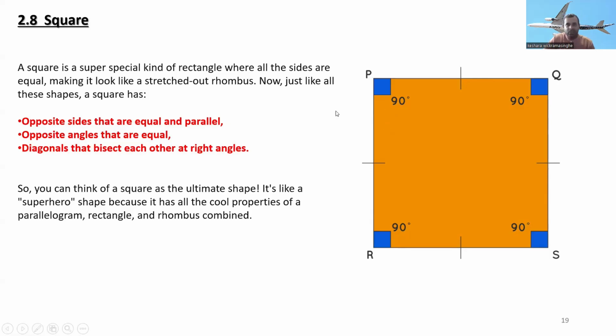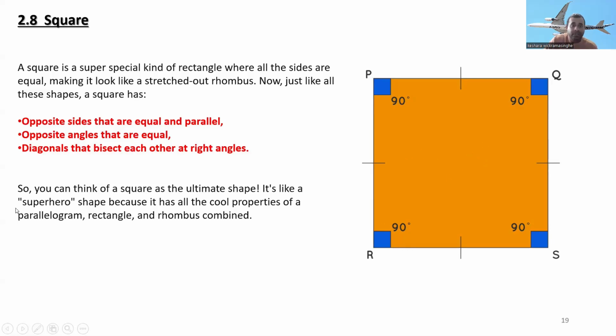So the opposite side, as I told you before. Now, just like all these shapes, a square has opposite sides that are equal and parallel, and the opposite angles are equal. Remember, opposite angles are equal, always right angles, and the diagonals bisect each other at right angles. If they bisect each other, then you can make a right angle.